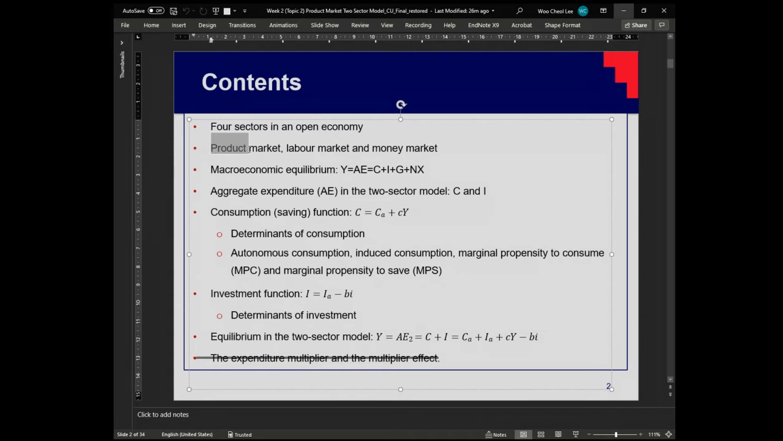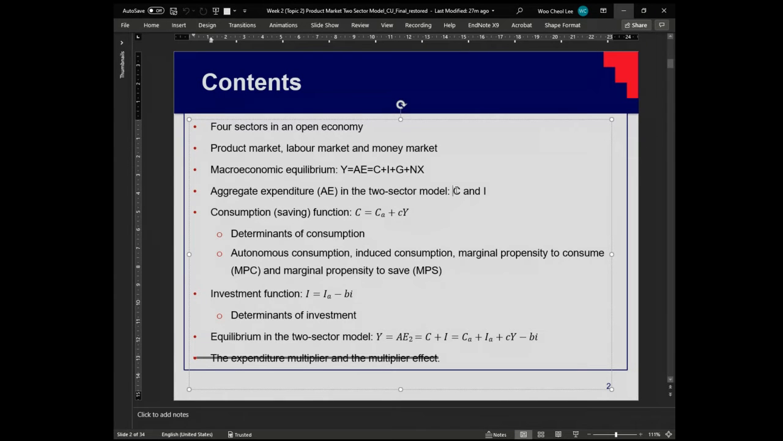And I just mentioned product market. So what do we call the product market? What do we call the labor market? What is the money market? And how are they all interconnected to each other? So we're going to have a brief introduction about how the macroeconomy works, and then we get into the 2 sector model in detail.